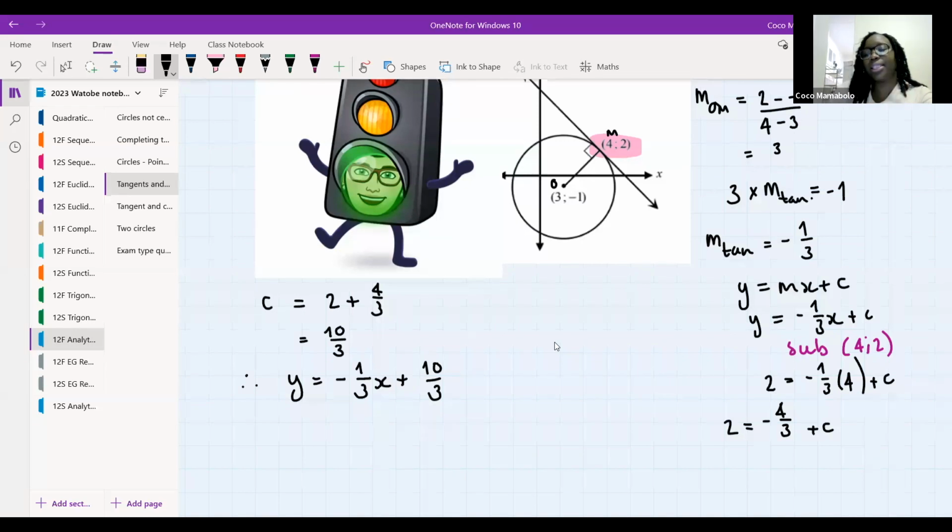Okay, Linda's saying, ma'am, how many marks does this weigh? In this case, because the question was quite easy, they've given us all the information we were looking for. You would get 1 mark for the tangent, 1 mark for finding C, and possibly 1 mark for your final equation. So 3 marks on the matric level.